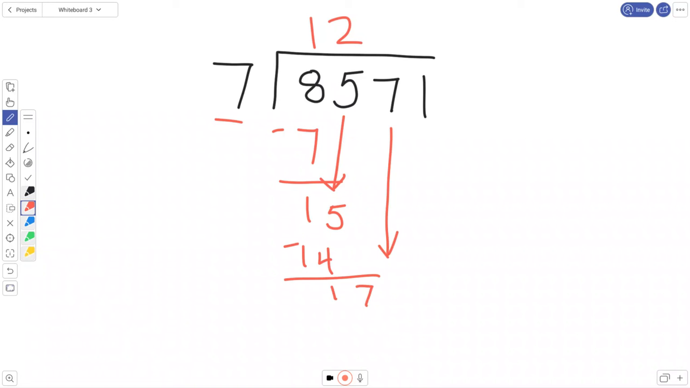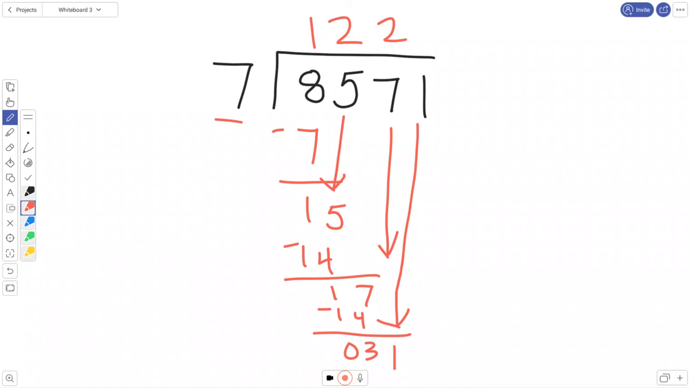How many times does 7 go into 17? Well, once again, I can get to 14. Can't go one more because then I'd be at 21, which would be too big. 7 times 2 gets me 14 once again. Do my subtracting. Bring down my 1. All right.